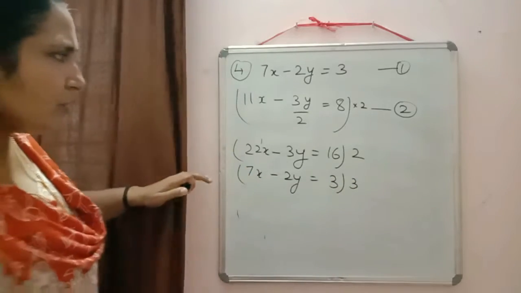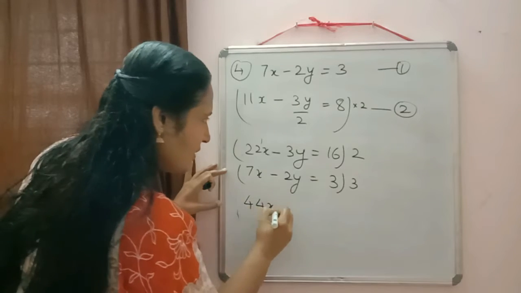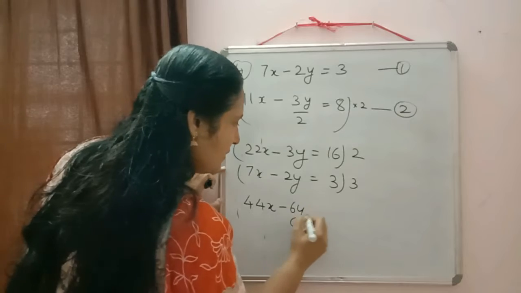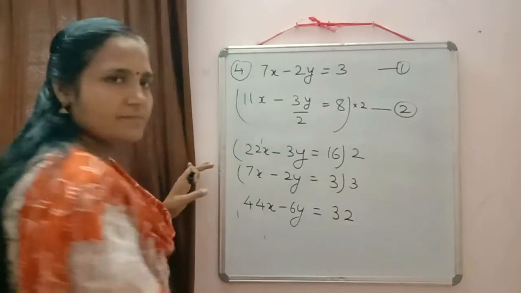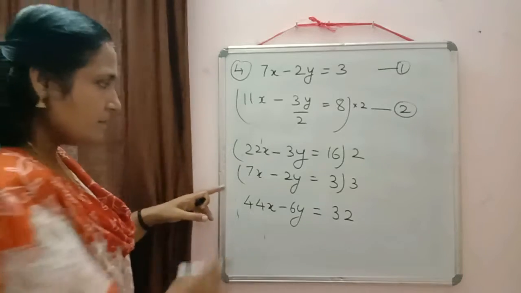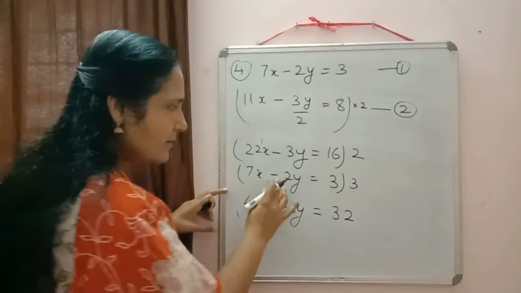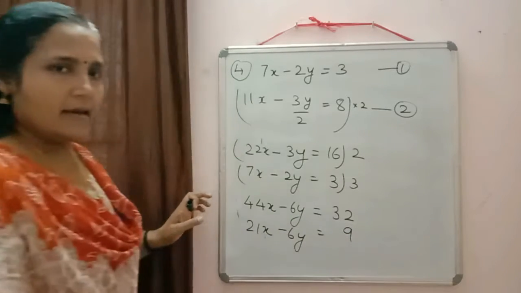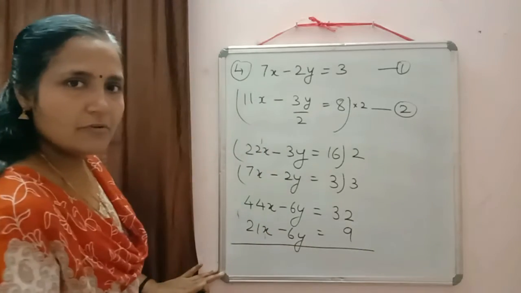Then we will check what will come now. 22 into 2 will be equal to 44x minus 3y into 2, so that will be equal to minus 6y is equal to 32. And the second equation will become 7 3s are 21x minus 6y is equal to 9. Now what will we do? The sign is the same, then we have to do the subtraction.